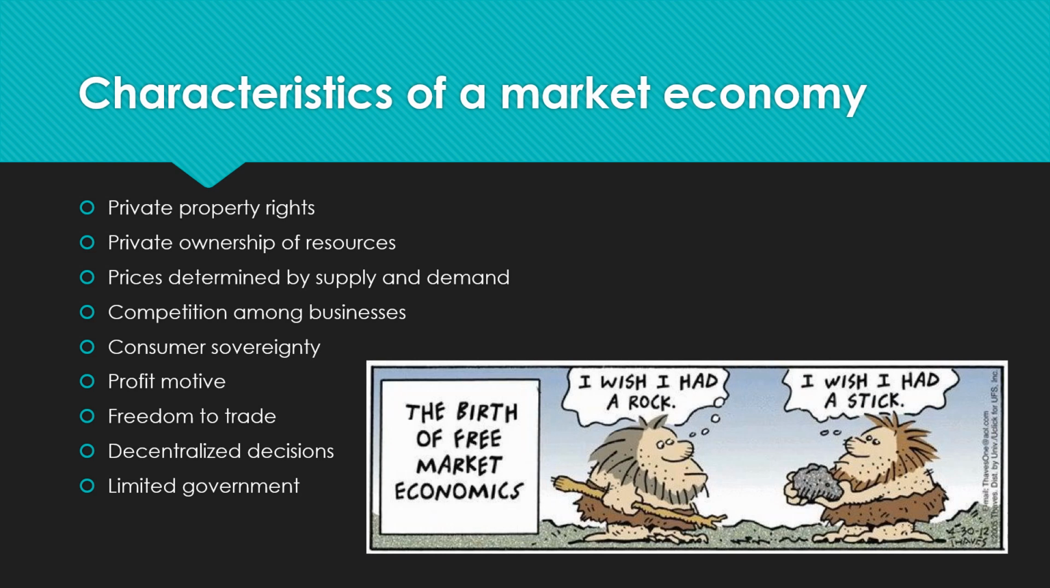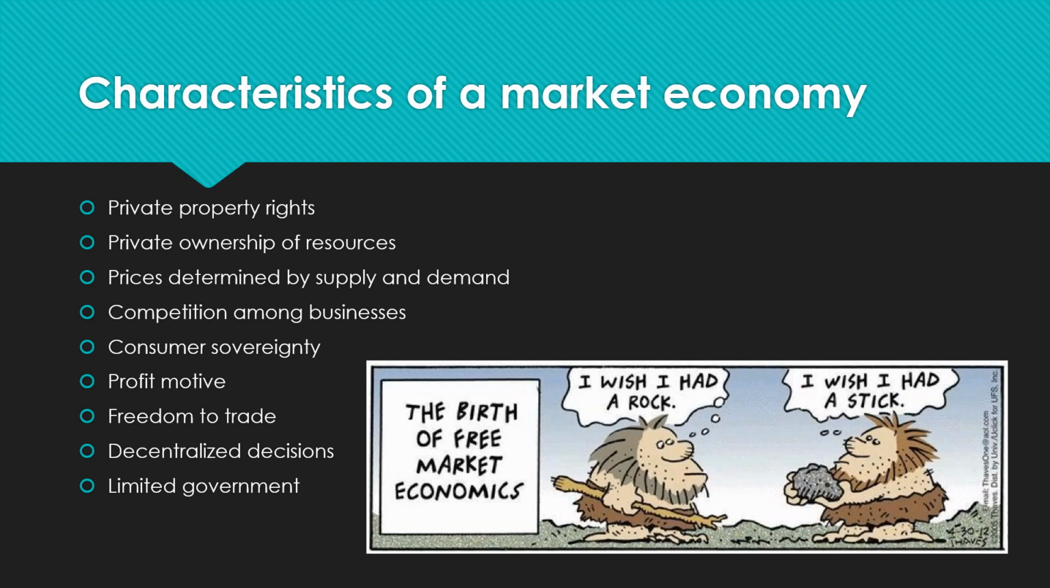Consumer sovereignty is the idea that ultimately customers have power. They don't have to buy anything. You are free to choose to buy something or not to buy something. So ultimately consumers have the power. They're not forced to pay prices that they feel are too high or unfair, anything like that.